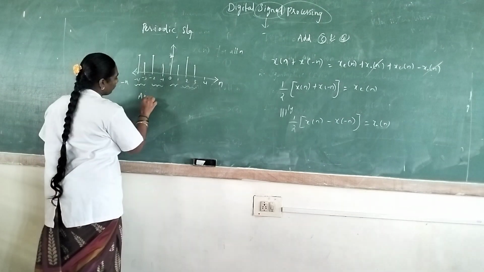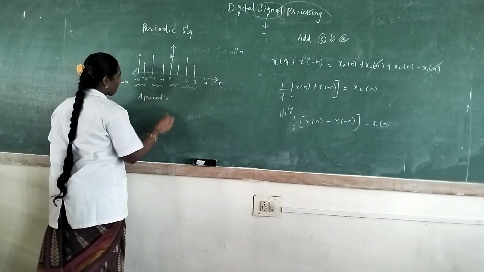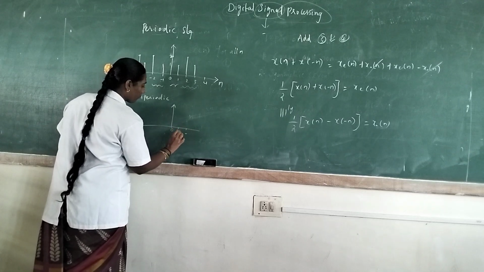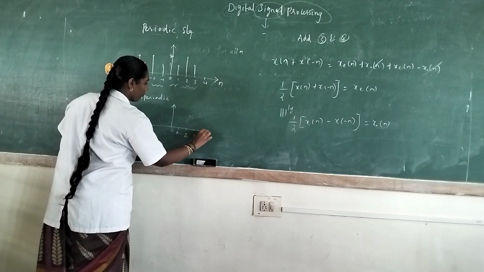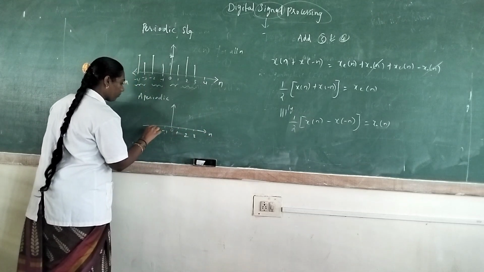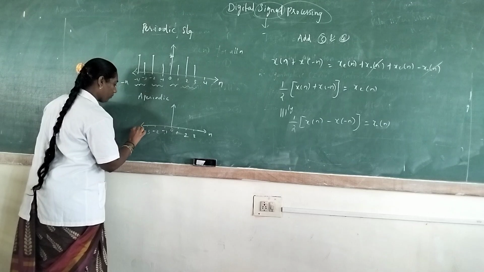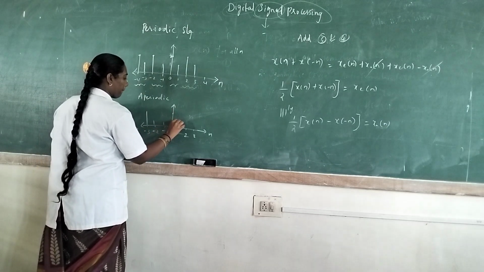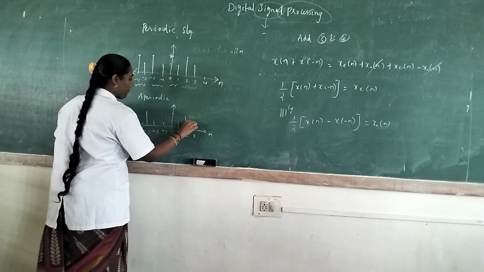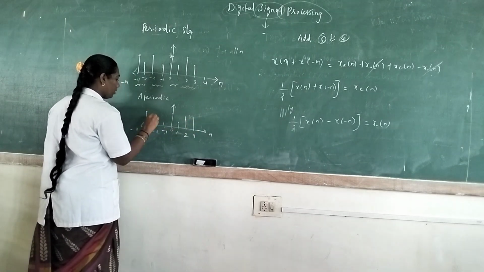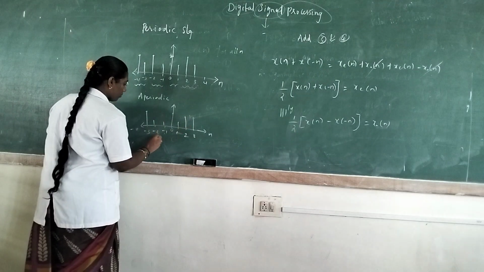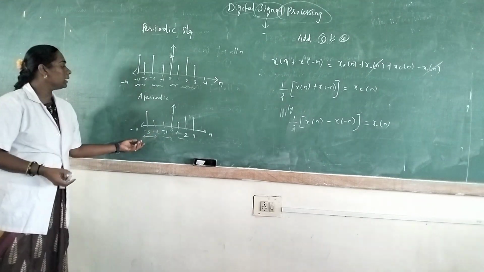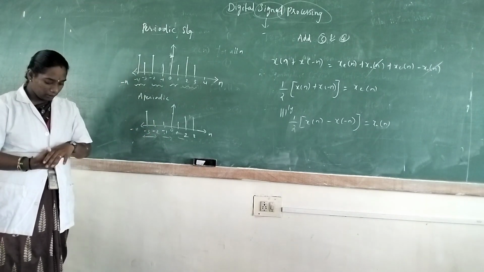For an aperiodic signal, the pattern occurs randomly. So here you can see, if you continuously check 2 periods, they are not in a similar manner. Hence it is called an aperiodic signal.